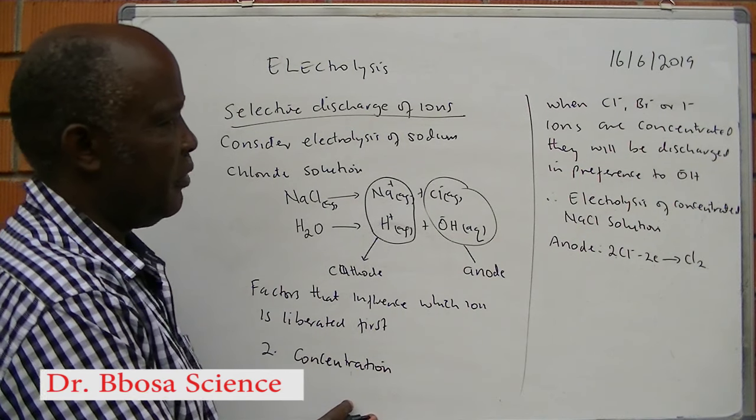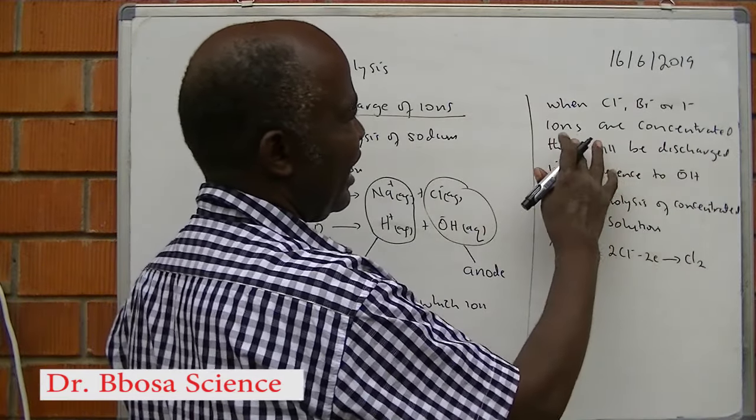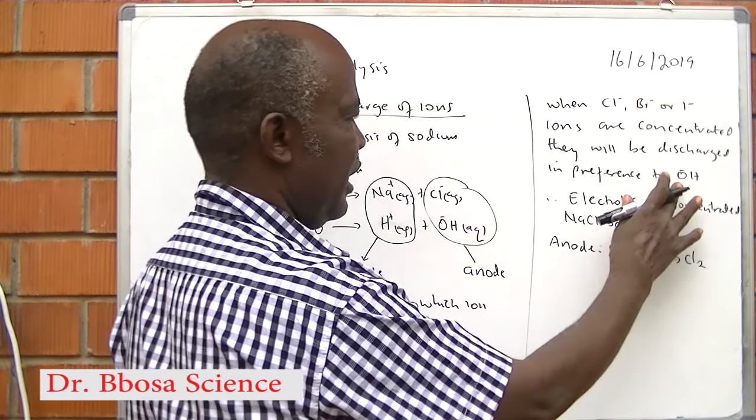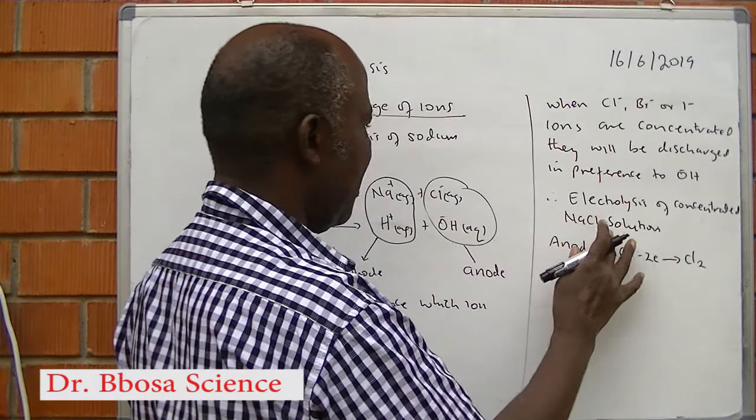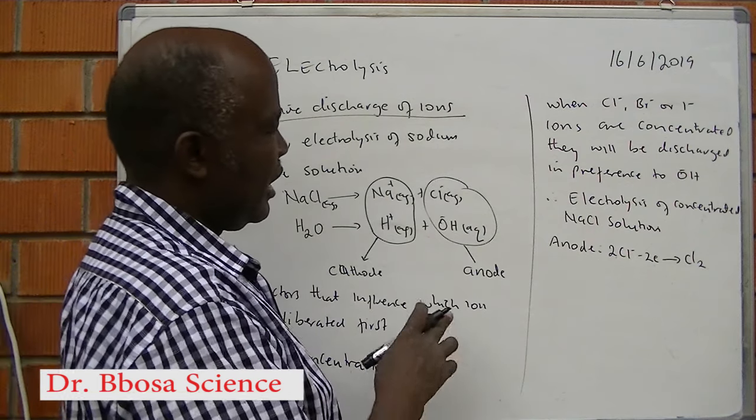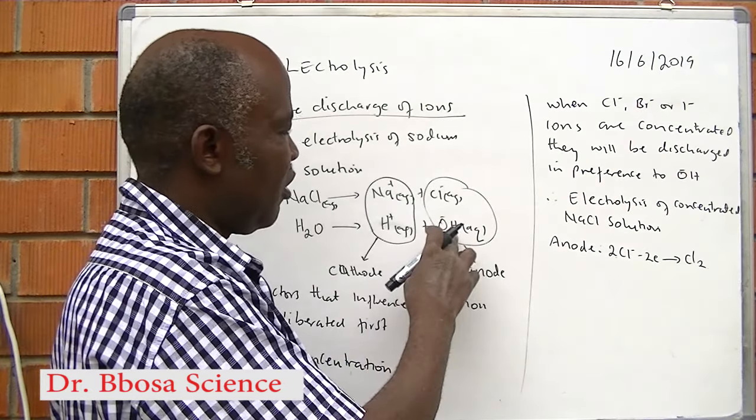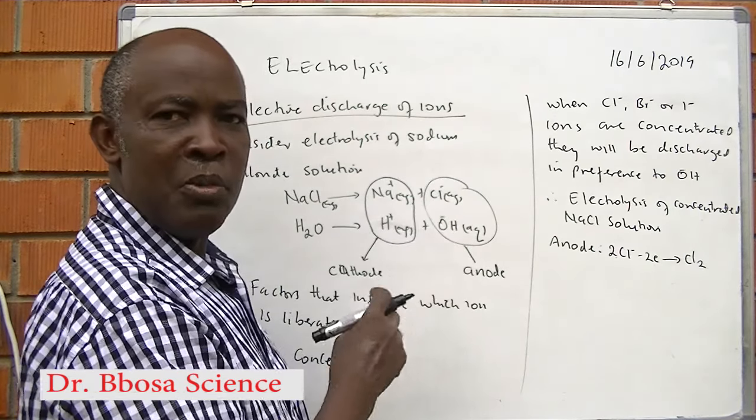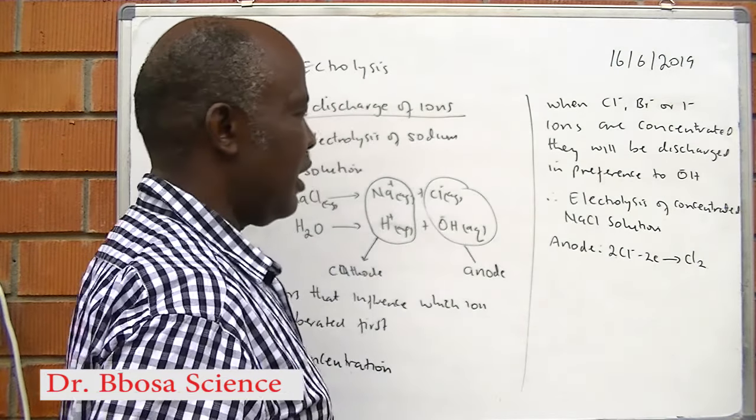Two, concentration. When chloride ions, bromide ions, iodide ions are concentrated, then they will be discharged in preference to OH ions. Therefore, in electrolysis of concentrated sodium chloride solution, instead of liberating oxygen from OH, because OH is lower than chlorine in the reactivity series, when chloride ions are concentrated, they will be liberated in preference. So chloride will lose an electron to form chlorine gas.